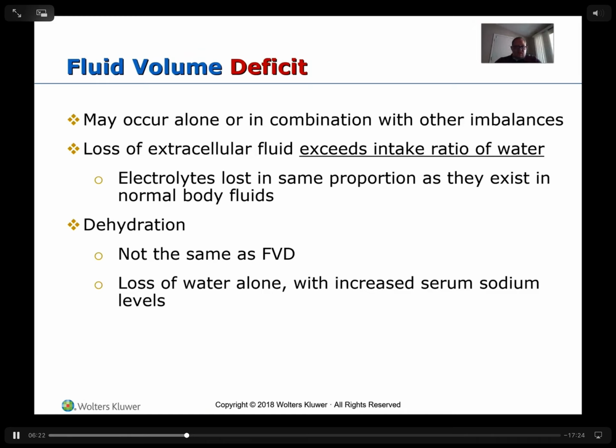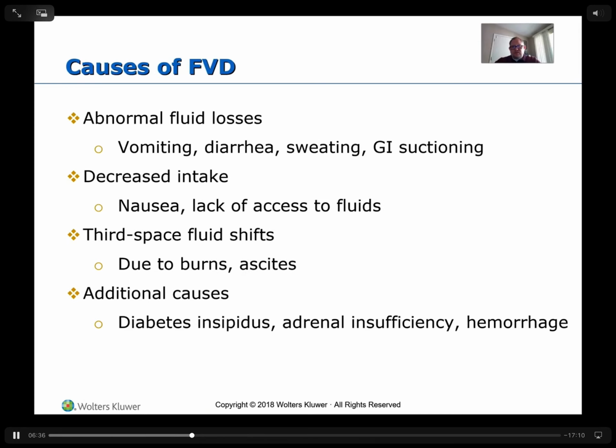Dehydration, just a word of note, is not the same as fluid volume deficit, because you're losing water alone and you are having increases of your sodium level. So your electrolytes are not staying in the same proportions.